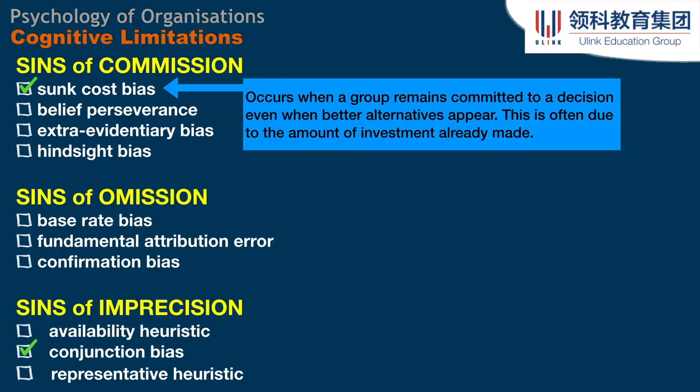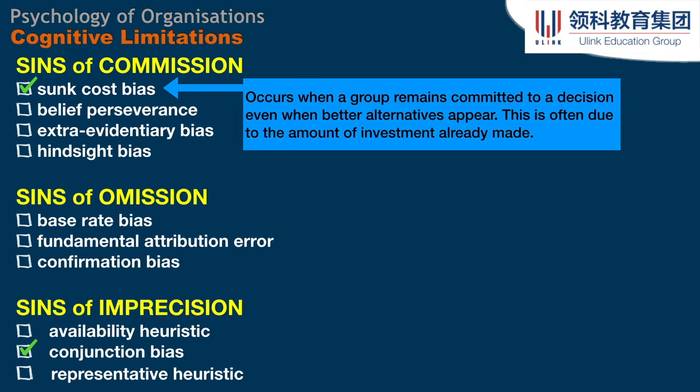That's an extreme example, but it happens all the time when people commit to a decision, and when a better alternative appears, they're just like, well, we spent all this money and all this time, so we're not going to take the alternative route. All right? And again, this is a sin of commission called sunk cost bias.